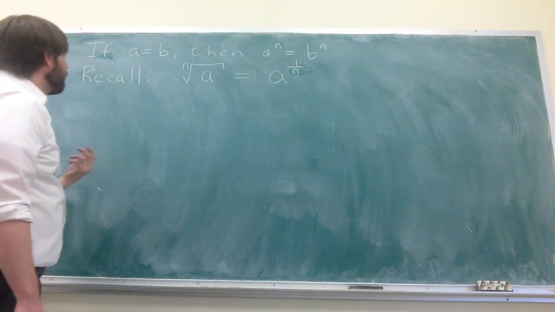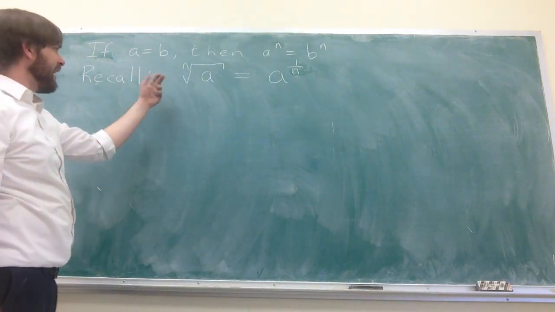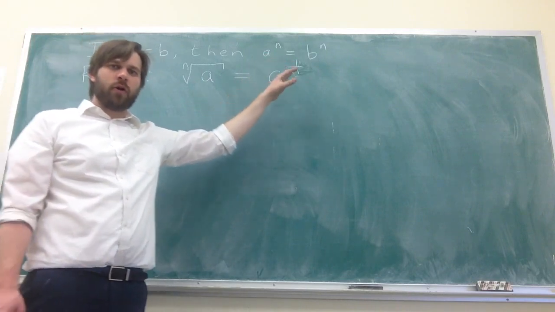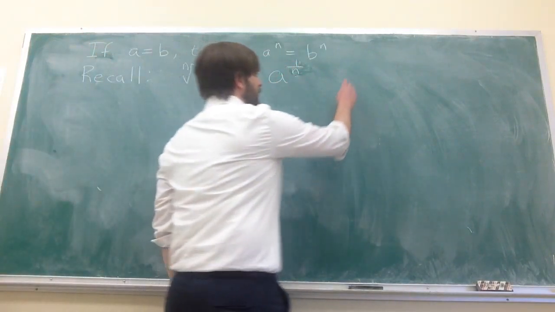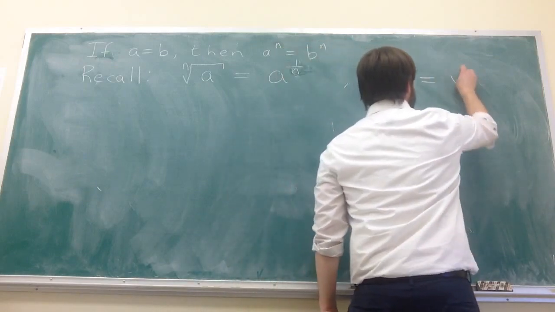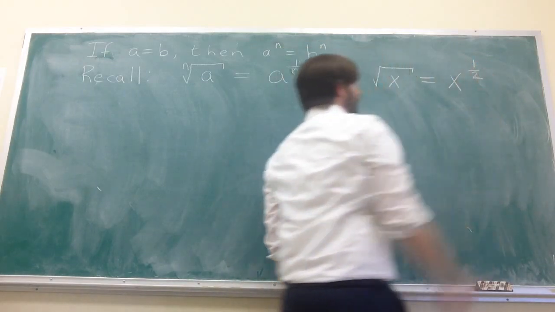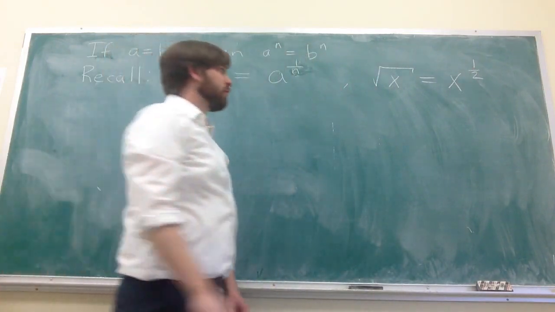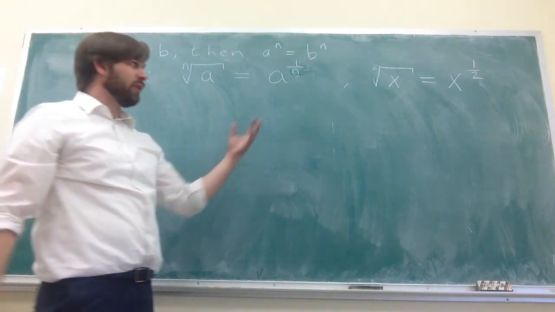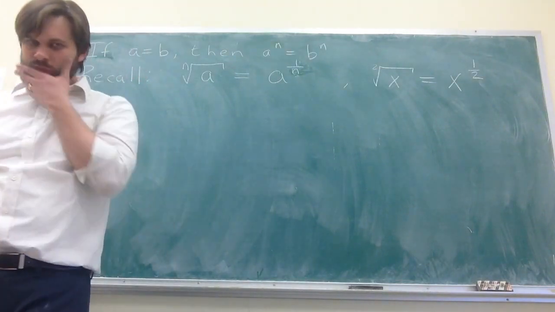Another important thing to remember is if you have the nth root, that is the same thing as writing a to the 1 over n. So for example, if you have the square root of a number, that is the same as saying x to the 1/2, the word square coming from that word 2. If you had a cube root, it would be x to the 1/3.